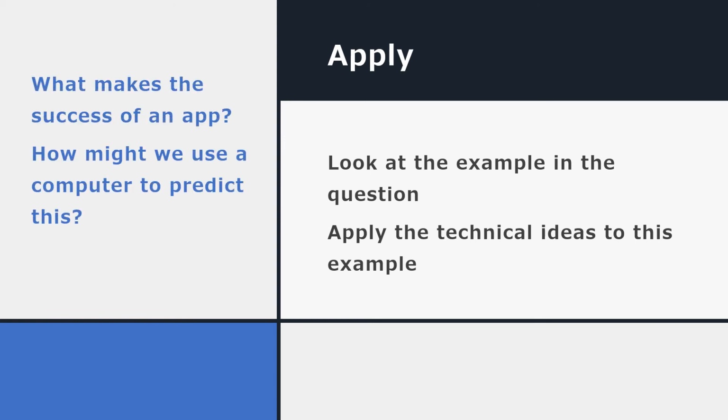So what would make an app a success, and how could we use a computer to predict this? What information might we put into the computer, and how might we process that data to get the result, and what kind of result would we be looking for? I haven't given you so much information about this because my previous example was about a vaccine. This is about an app.